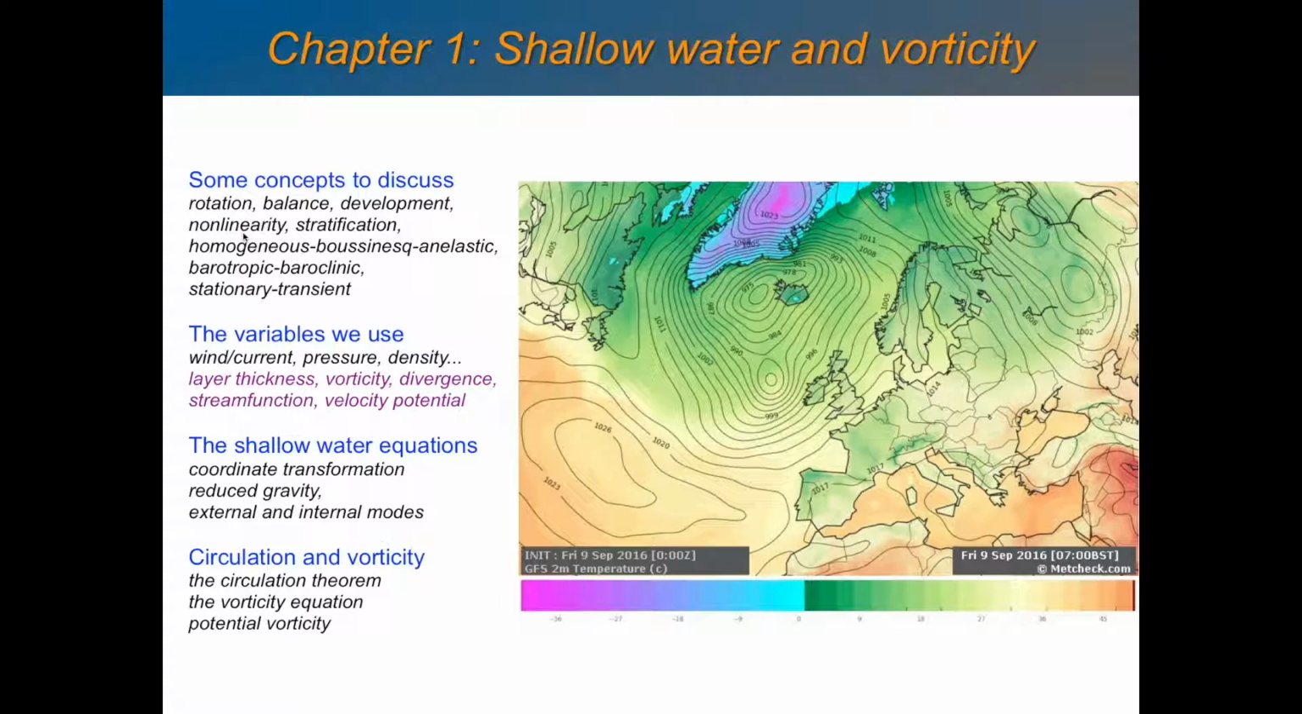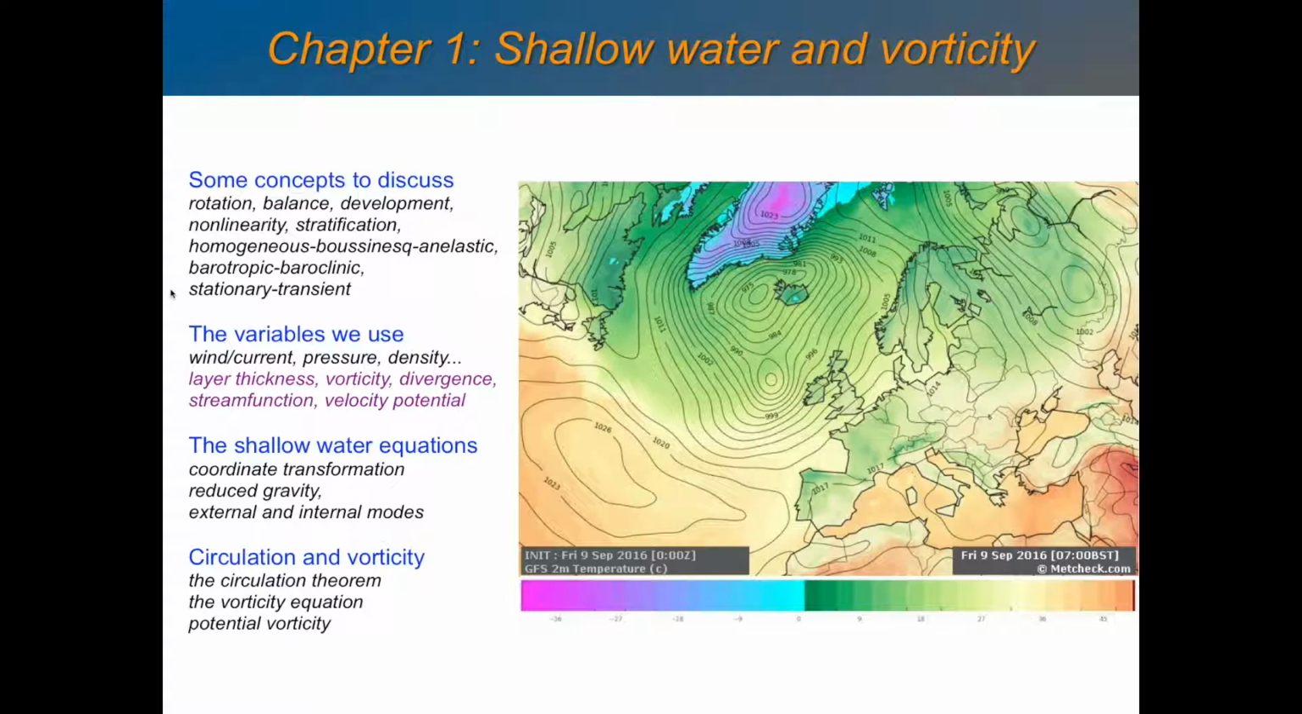Now, here are some words which we use to describe the way in which density varies. So we'll just go quickly into what that means. Homogeneous, Boussinesque, and anelastic. We'll talk about what barotropic, baroclinic means. Barotropic flow, baroclinic flow. I'm sure you've heard that before. Perhaps you still have notions about it which are a little bit vague, so we'll firm that up for you, okay? And then stationary flow, transient flow.